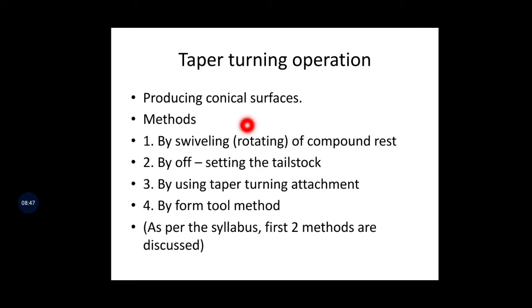By swiveling, meaning rotating of the compound rest. Second is by offsetting the tailstock. Third is by using taper turning attachment. Fourth is by form tool method. But as per syllabus, the first two we are going to discuss. It is there in the syllabus.